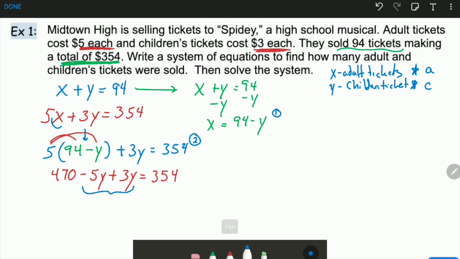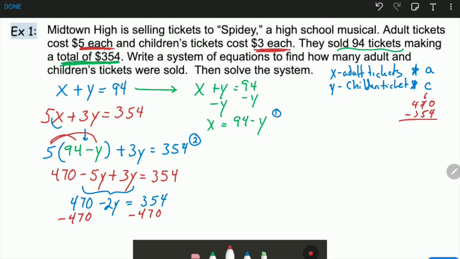Combine like terms. We have negative 2y. 470 is coming down. Equals 354. Now it's just two steps, so we'll subtract 470. I actually have to do some quick math here. Don't have a calculator at the moment. So 470 minus 354. So 116. So negative 2y equals negative 116.